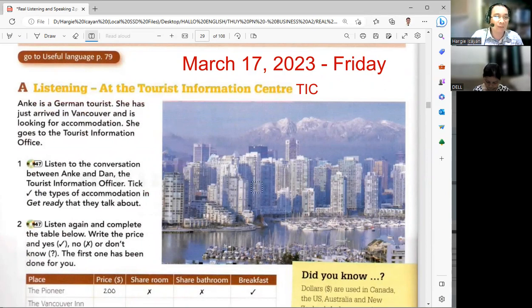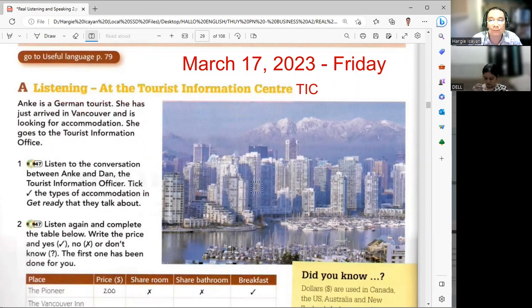I've just arrived here in Vancouver. I'm looking for somewhere to stay. What kind of accommodation would you like? Can you recommend somewhere central? Near to the city, the shops, yeah? Okay. Well, let's have a look. How about this one? The Pioneer. It's right in the center of town. It's nice. It's comfortable. You get your own room and bathroom.